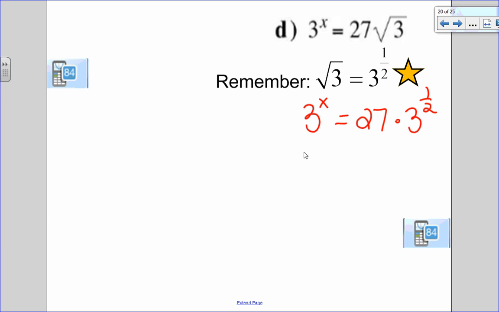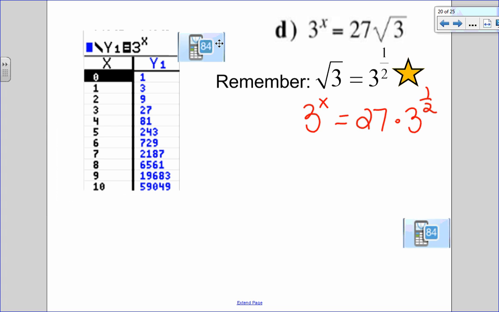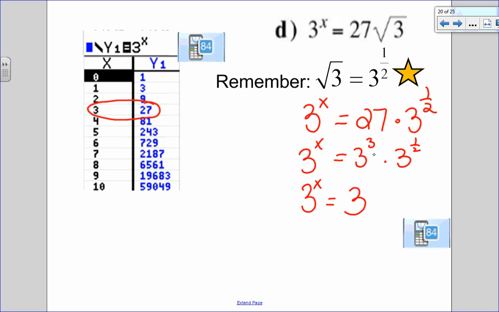So again, I go to my smaller base, which is 3, and I want to write everything as a power of 3. So 3 to the x, already a power of 3. 27 I can see is the same as 3 cubed, and that will be multiplied by the square root of 3, 3 to the 1/2. So laws of exponents, keep my base the same, add my exponents. So 3 plus 1/2 is 3.5. I'll just write it as 3.5. 3.5 or 7 over 2, whichever you prefer.